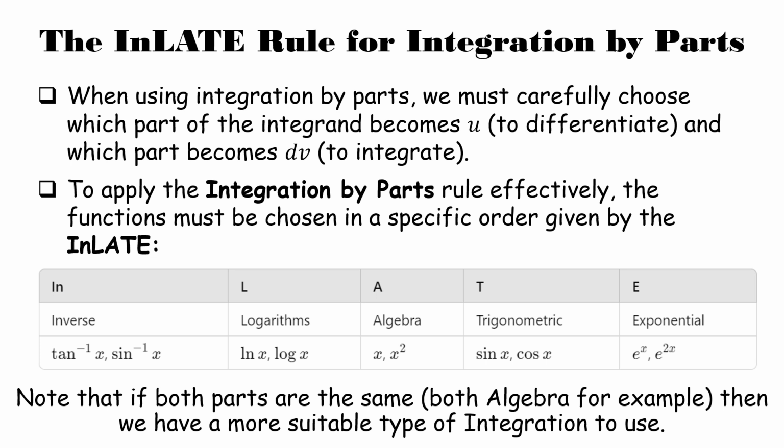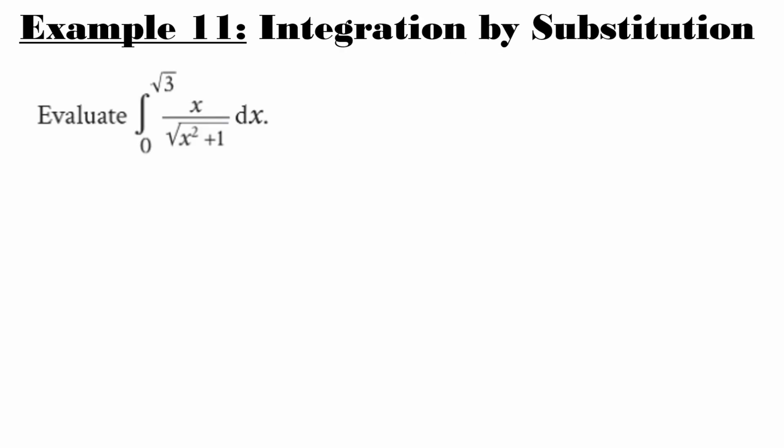I just want to draw your attention to it because it is the kind of thing that in an exam you might go, oh my God, I never thought about that deeply enough. So let's go back and start working with that. Our inner function here is what's under the line and under the square root. So our u is going to be x squared plus 1.